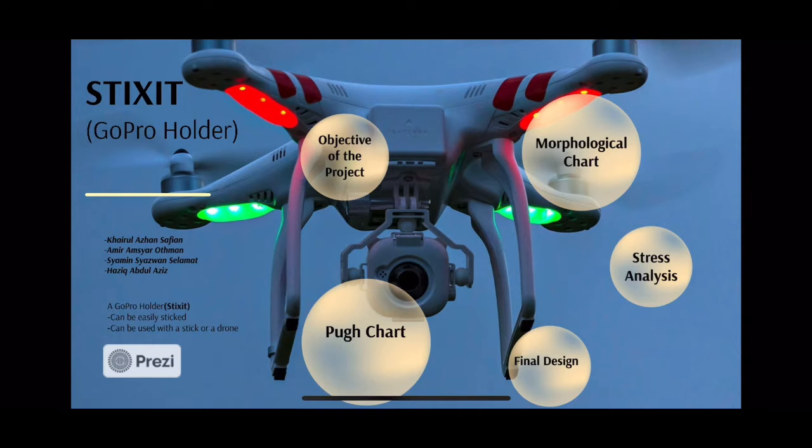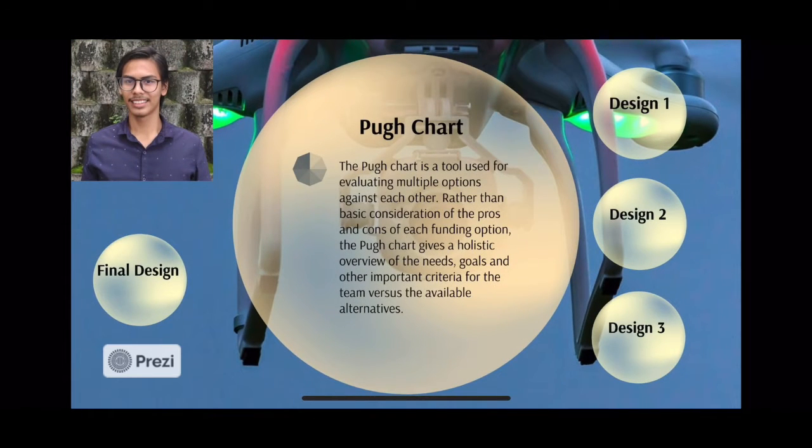Pugh chart. The Pugh chart is a tool used for evaluating multiple options against each other. Rather than a basic consideration of the pros and cons of each option, the Pugh chart gives a holistic overview of the needs, goals, and other important criteria for the team versus the available alternatives.